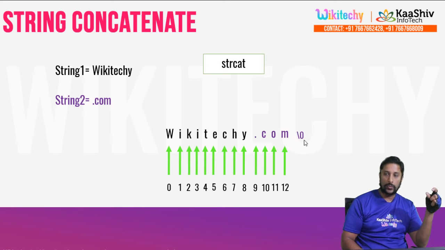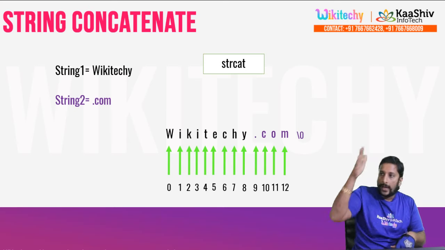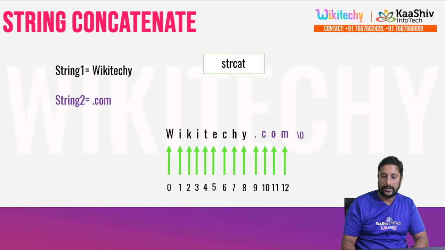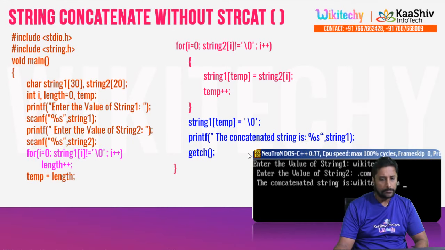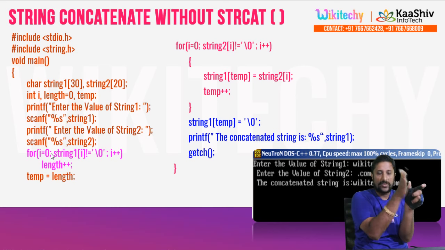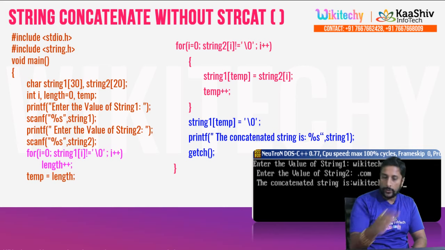So I got string 1 and string 2, and I'm going to concatenate string 2 and put a null character at the end. This is how we are going to do it. So let's see the program. First, I need to find the length of string 1, because only at the end do I need to add string 2. So find the length of string 1, and to that I'm going to add string 2.